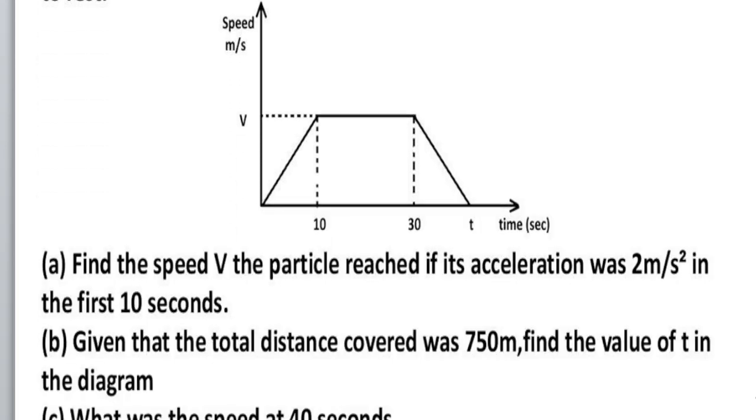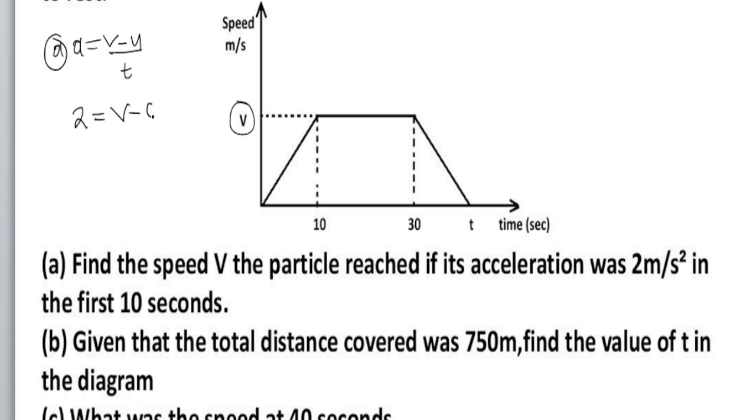So we have the first question here, which says find the speed v the particle reached if its acceleration was 2 meters per second squared in the first 10 seconds. Right, so they have given us the acceleration and they want us to find the speed. So let me just do it here. Remember, acceleration is given by (v minus u) over t. They've given us the acceleration as 2. Then the v we don't know. This is the v here.